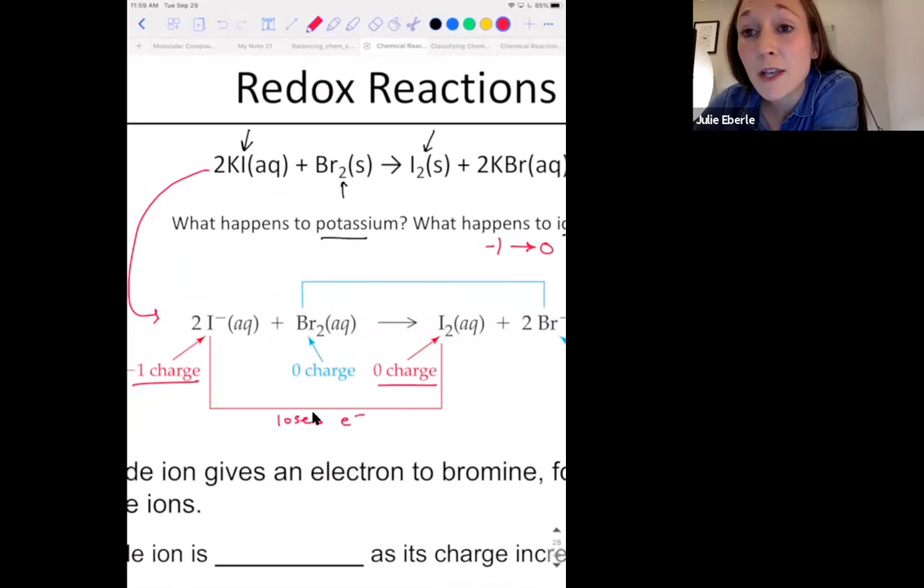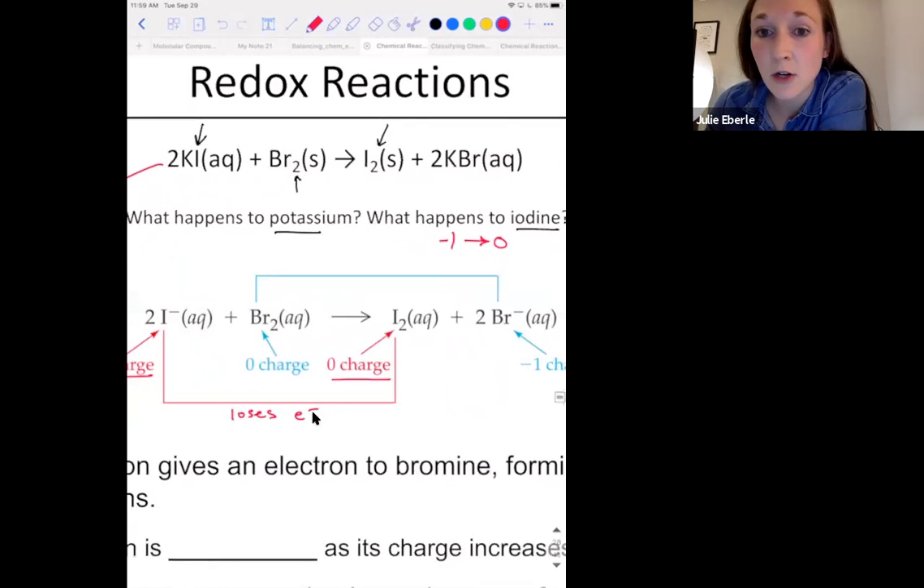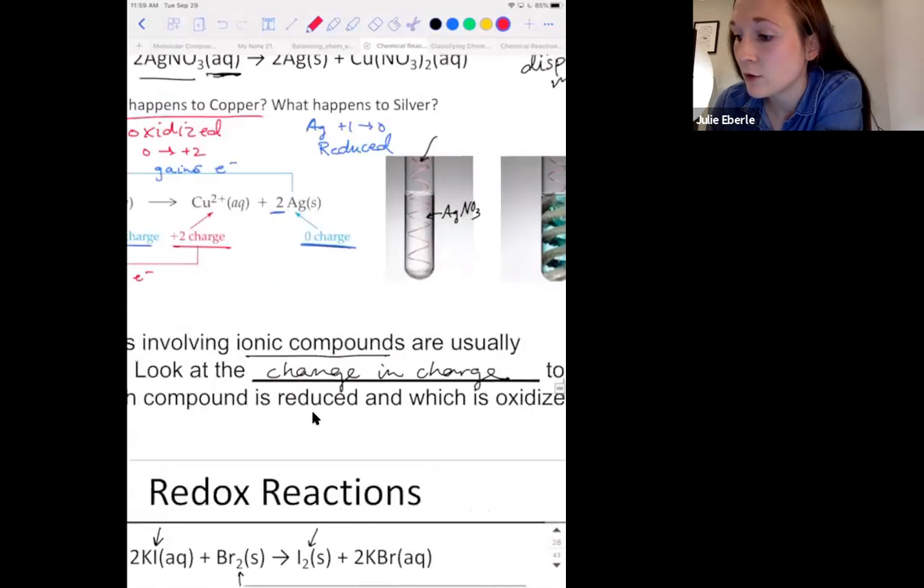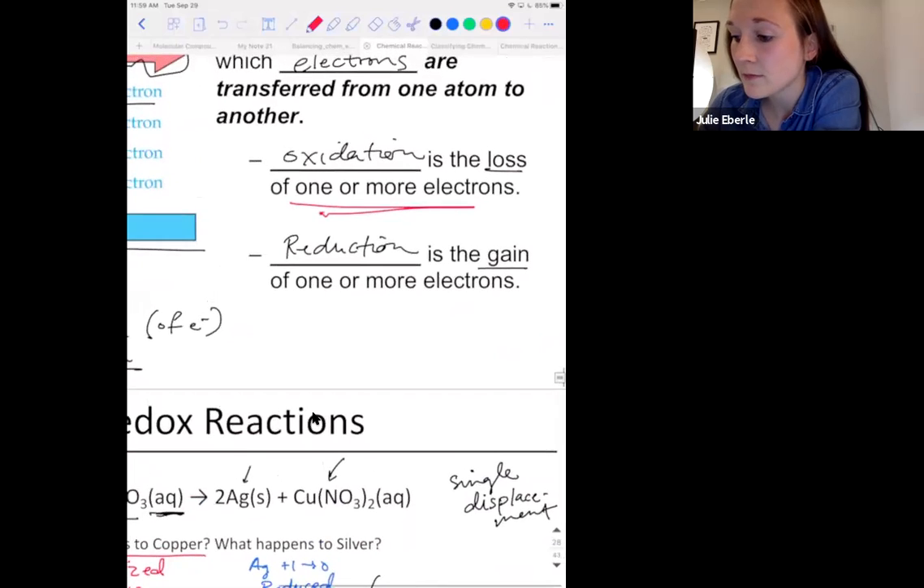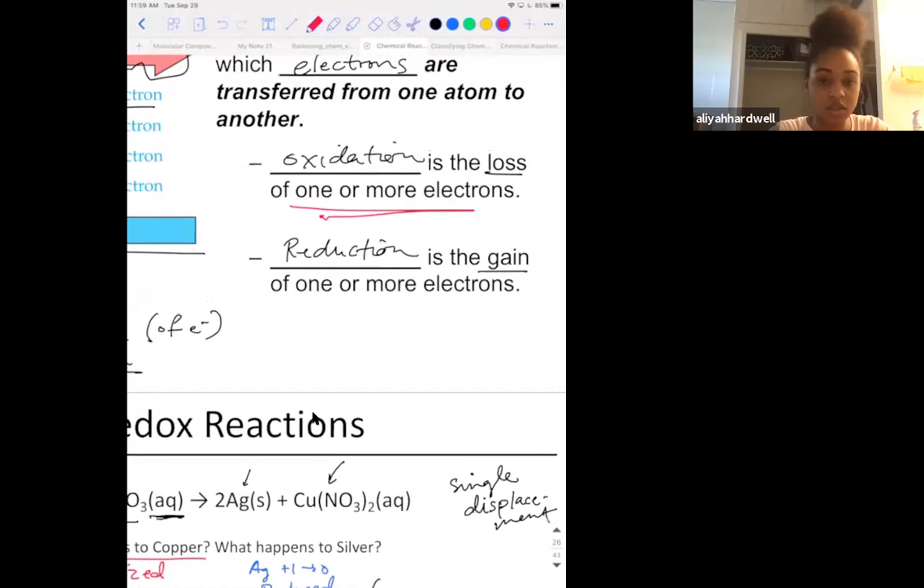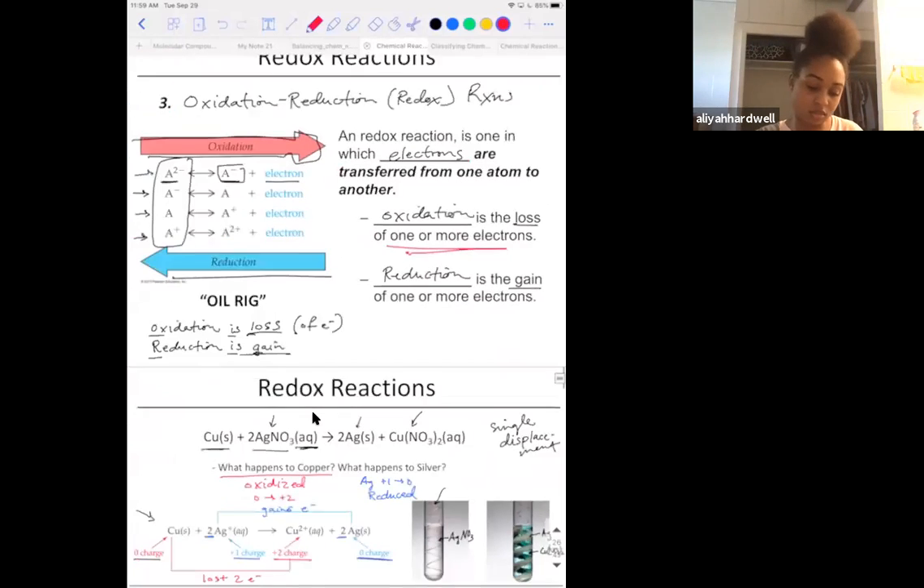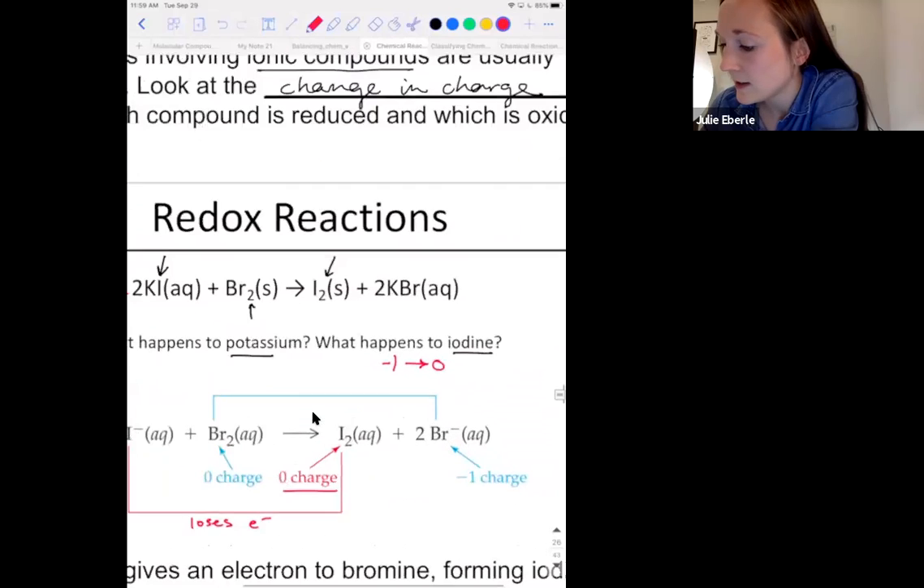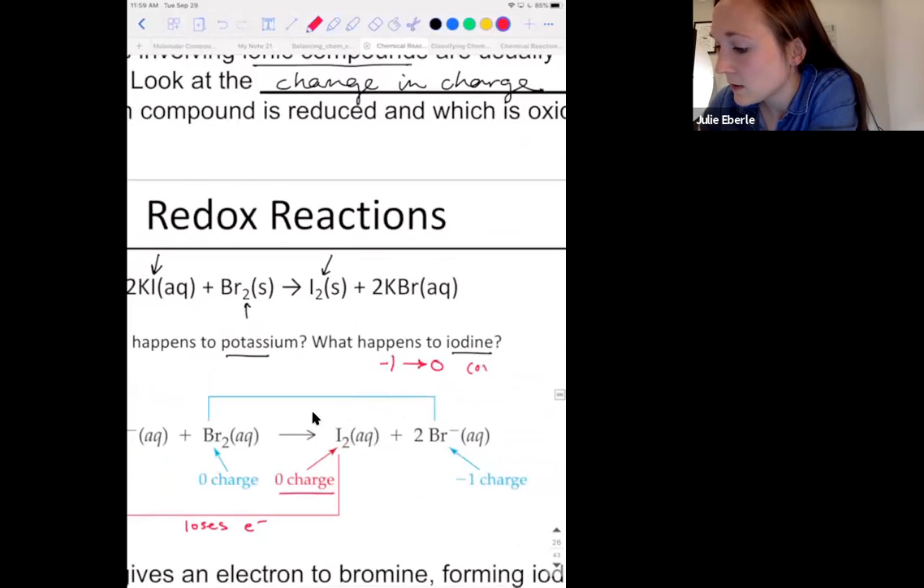Okay, when you give away something negative, your charge increases. Here we're going from -1 to 0, our charge increases, so it loses electrons. So does that mean it was oxidized or reduced? If we're losing electrons, what did we say? Are you oxidized or are you reduced? Oxidized. So what happens to iodine? It is oxidized.